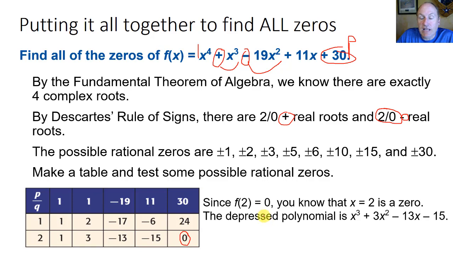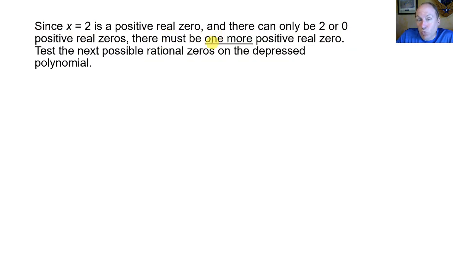Once we divide that out, and again, that's a previous screencast as well, using synthetic division, we get what's called the depressed polynomial, after we've divided out x minus 2: x to the third plus 3x squared minus 13x minus 15. So what we do is we start plugging in the real zeros of it. We know that positive 2 is one of our zeros, and so we know there's one more positive zero out there, so we continue down the line.